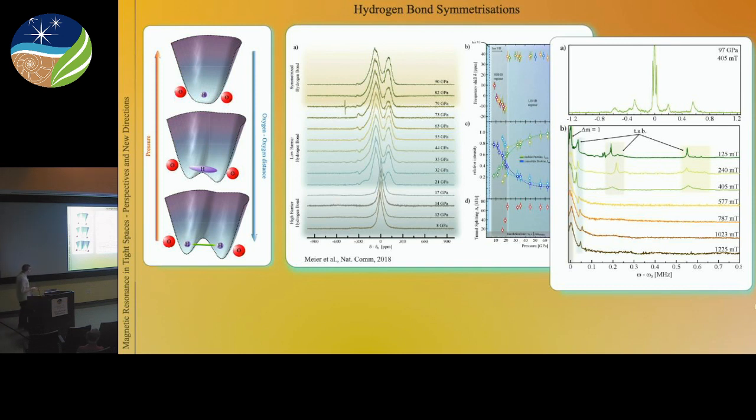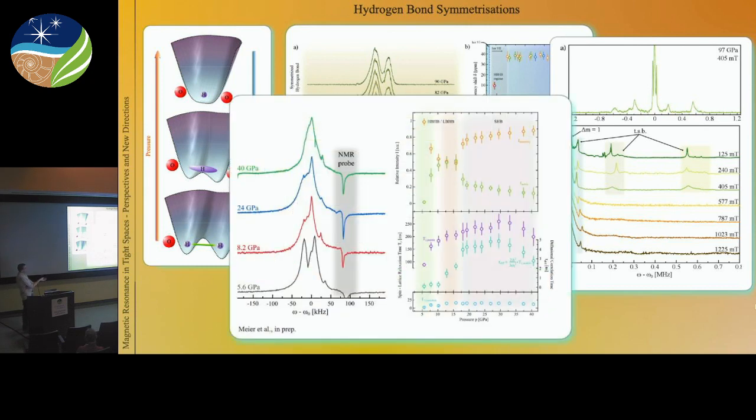Having seen that in ice, we also went for other systems, for example, delta-AlOOH, where we also saw the transition towards the symmetric H-bond at approximately 17 GPa, by looking at the resonance spectra here. This transition has by now been confirmed by neutron diffraction from a Japanese group. I forgot the names, unfortunately, but it was quite nice because it showed us that we are not too far from the real thing.